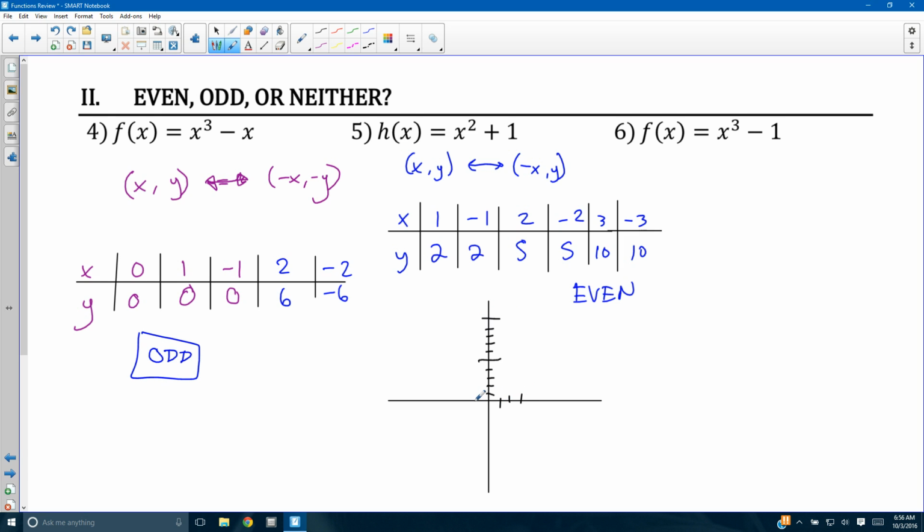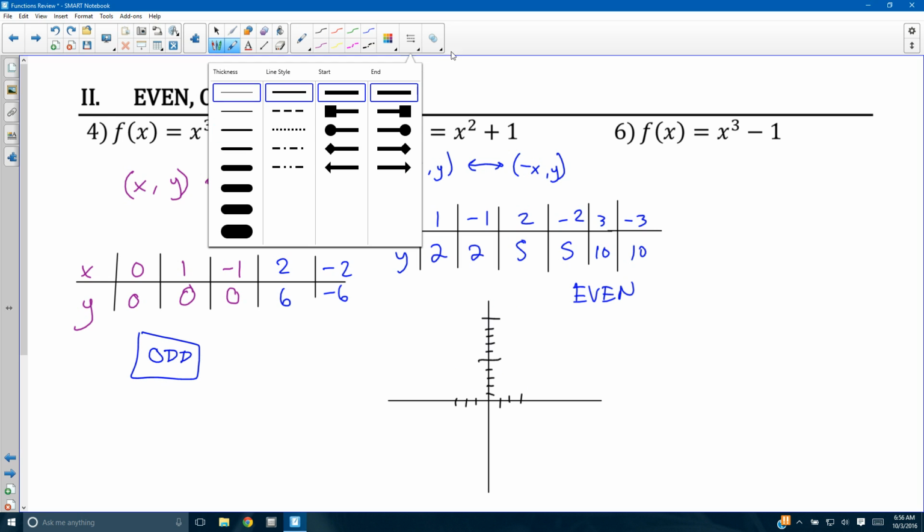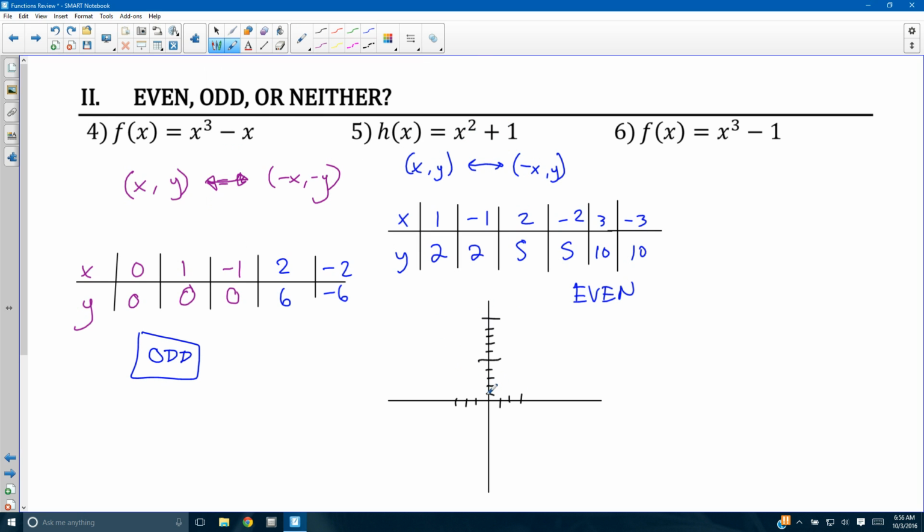All I'm looking to do is, this is kind of in vertex form here. My vertex is at 0, 1. My stretch factor is 1, so I go over 1 up 1, over 2 up 4, and over 3 up 9. Here, left side, over 1 up 1, over 2 up 4, over 3 up 9. And its symmetry, as you can tell, is with the y-axis.